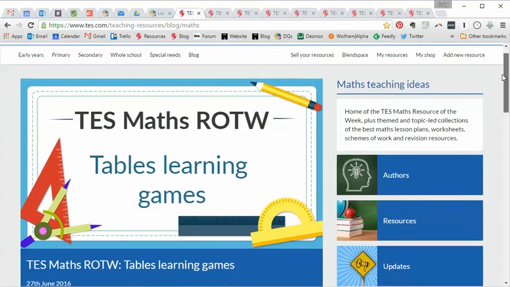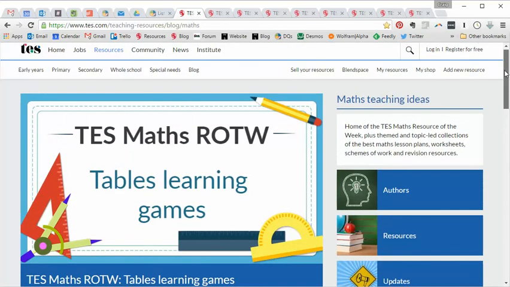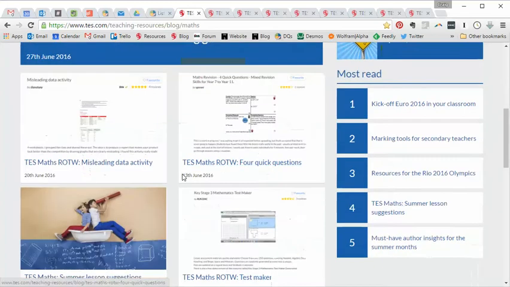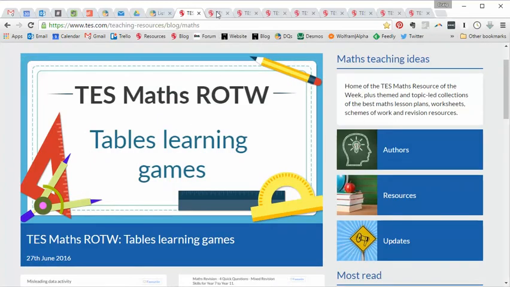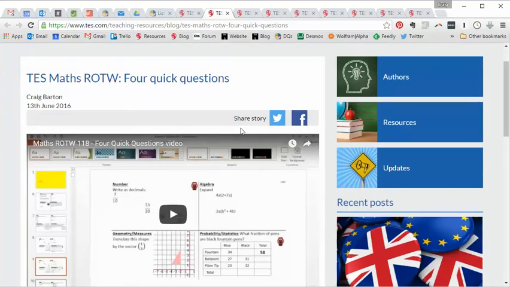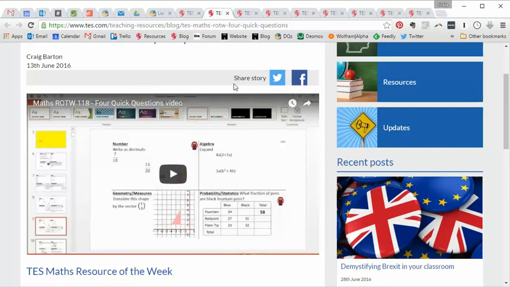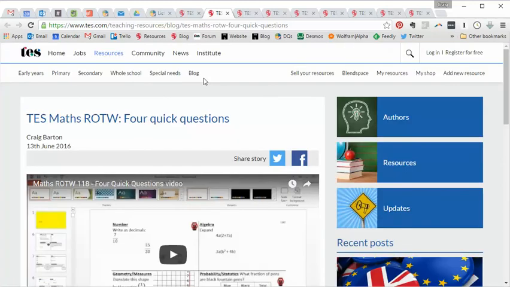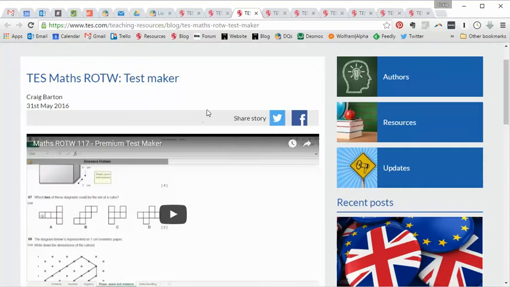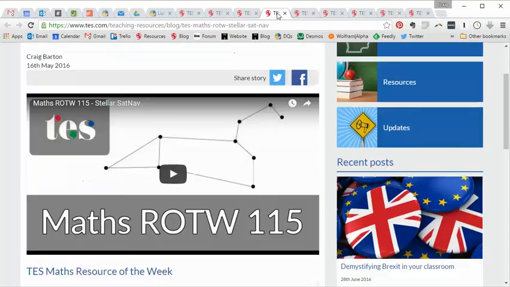But anyway, what kind of resources have we seen over the last 52 weeks or 6 half terms? Well, we've seen some absolute classics. Some of my favourites. We've had 4 quick questions. Remember this one? That was hundreds and hundreds of starter activities for all year groups, all ages and abilities. Wonderful stuff. We've had a test maker, a lovely way using Excel of quickly putting together a test. Fantastic stuff with answers and absolutely hundreds of questions.